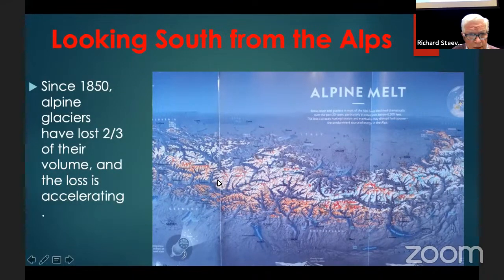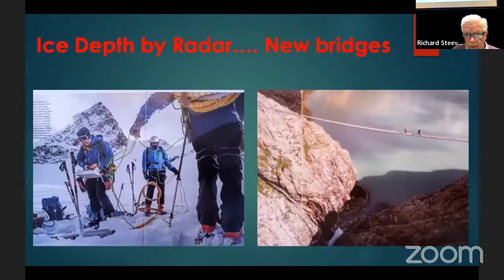They've lost, in 150 years, 170 years now, two-thirds of their volume, these alpine glaciers. It'd be one thing if they could have predicted it, but it's accelerating, and that makes it all the more difficult for them to plan ahead. Here is an example of using radar on the left. You can see a guy over there with his skis and some computers and various kinds of radar to determine the depth of the ice so that they can see how much it's accelerating.